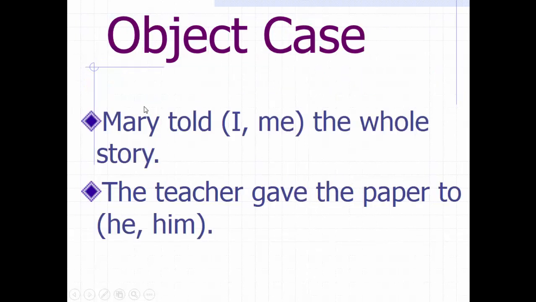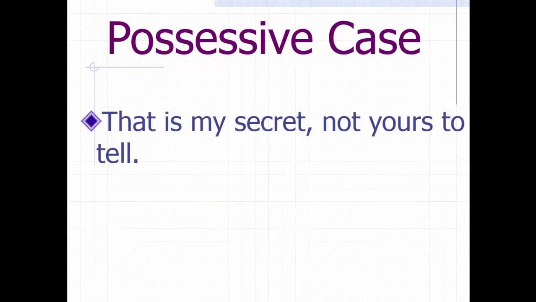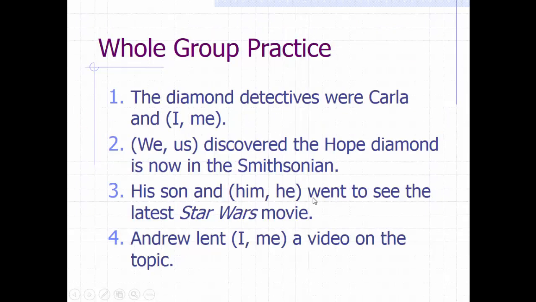Now, object case. Mary told blank the whole story. I want the object case pronoun here. Mary told me the whole story. The teacher gave the paper to he or to him. This is following a preposition, to, so this is an object of a preposition, so I want to choose him as the correct answer. Then you have a possessive case choice. That is my secret, not yours to tell. What possessive case pronouns are in this sentence? My and yours. Okay, try this whole group practice, and then let's check your work.